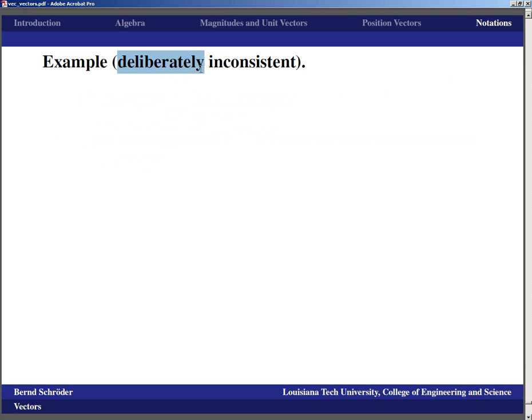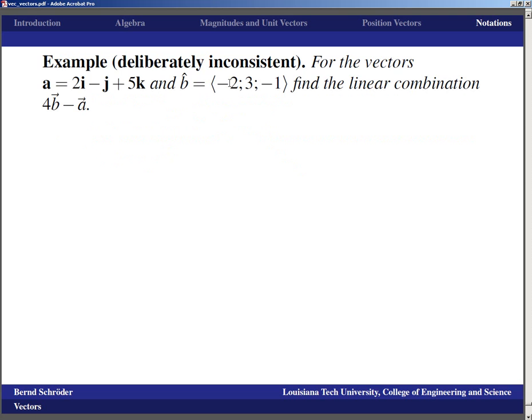Because basically, if we look at a final example here that I've made deliberately inconsistent. Suppose somebody tells you that for the vectors a equals 2i minus j plus 5k, where vectors are denoted boldface, and the vector b hat, which is denoted with the hat notation and the angle notation, left angle, -2, 3, -1. I want to find the linear combination 4b arrow minus a arrow. I've tried to mix it up as much as possible, and I'm also sneaking in here the definition of a linear combination. A linear combination is whenever you multiply vectors with numbers and then add and subtract.